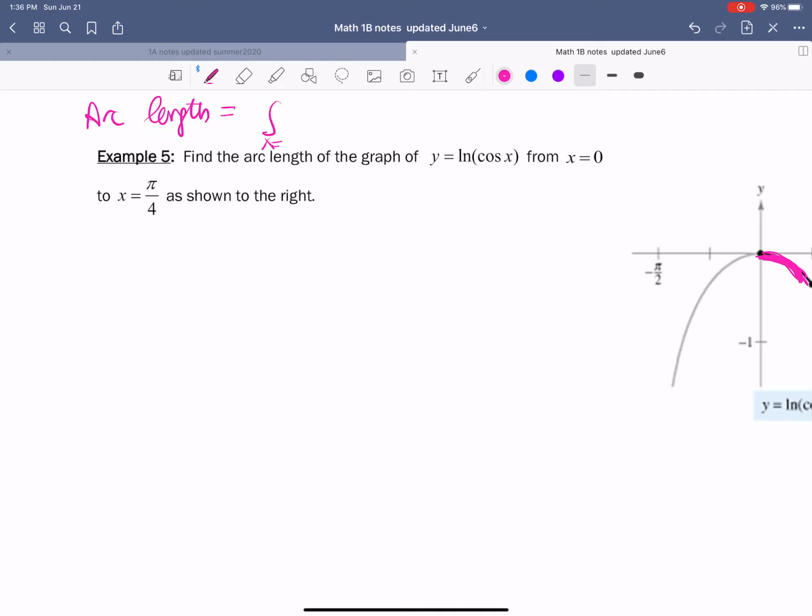It is going to be x equals a to x equals b, square root of 1 plus f prime of x squared dx. Okay, let's see. So x equals a to b. See what I'm left with: natural log of cos x from x equals 0 to x equals pi over 4.